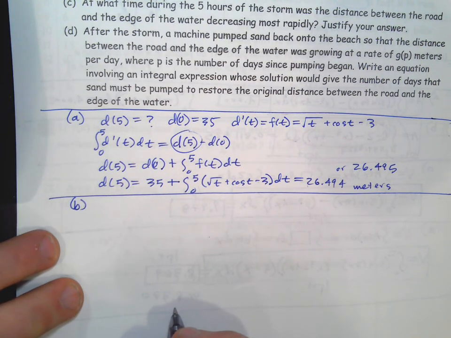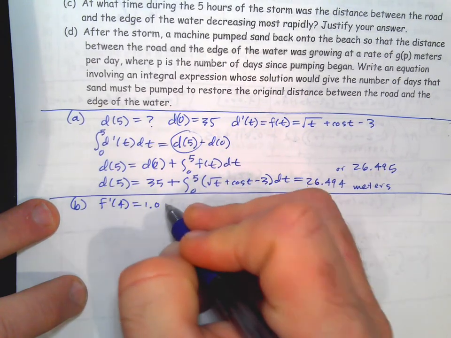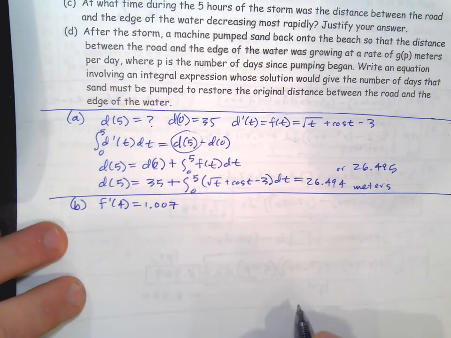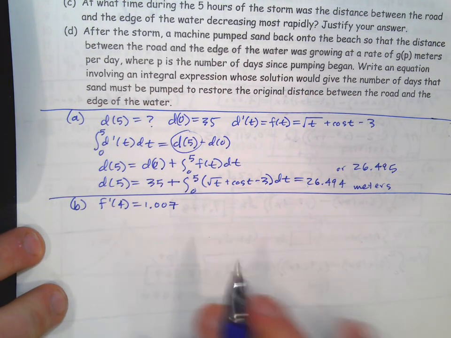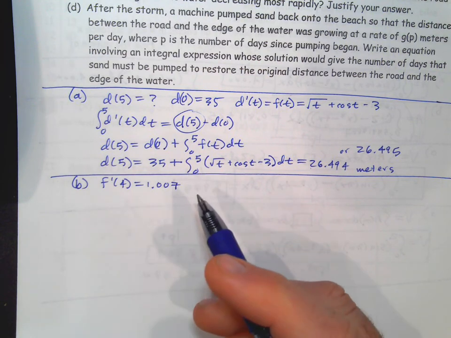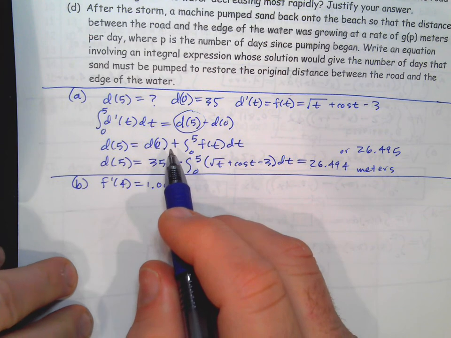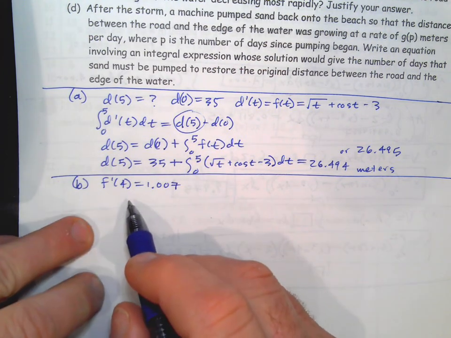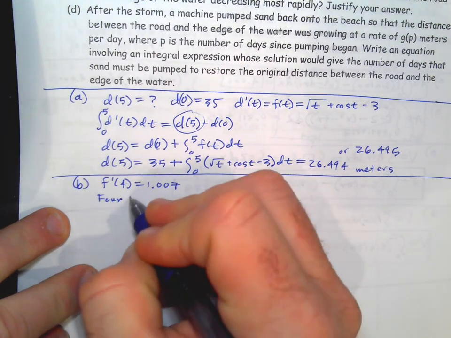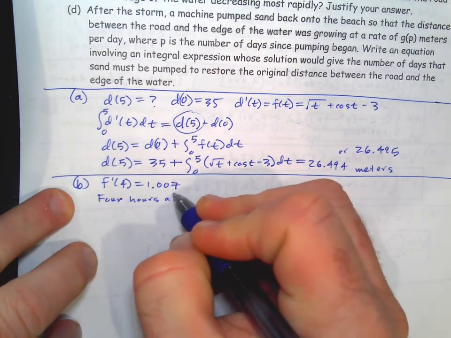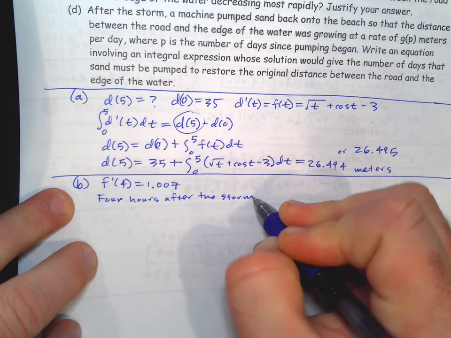Using correct units, interpret the value of f prime of 4 equals 1.007 in terms of the distance between the road and the edge of the water. Units. So you're not even calculating anything. They gave you this. I guess we could have calculated it, but they're saying interpret it. Now, this is the derivative of the derivative. So this is the rate of change of the rate of change. So we need to describe the time 4 hours after the storm began.